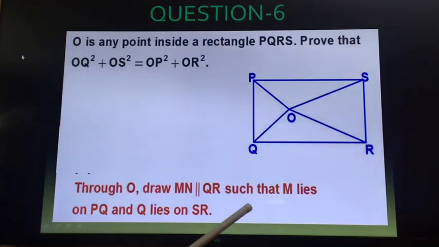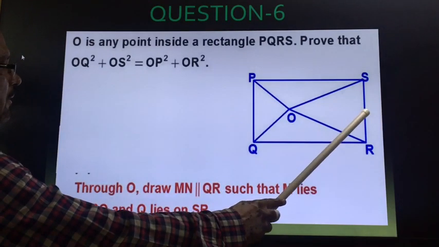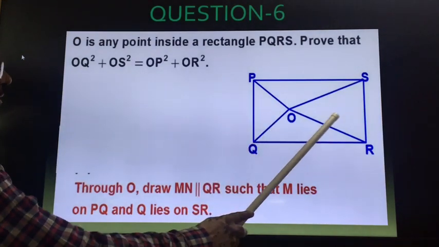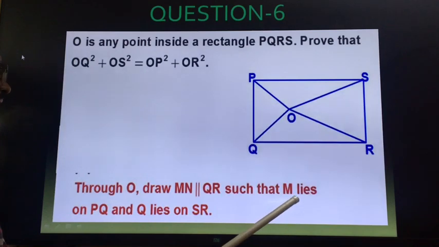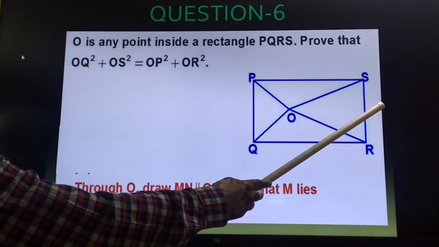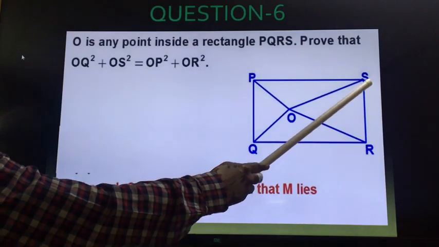Through O, we will draw a line MN such that it is parallel to QR. MN is parallel to QR, so that M lies on PQ, and N will lie on SR.